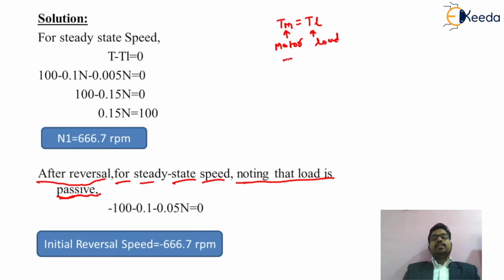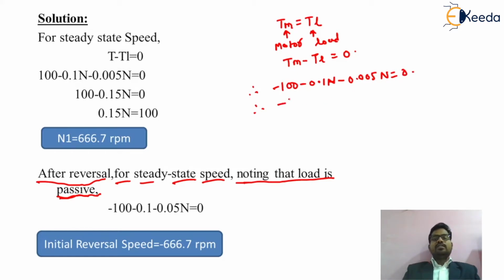So we are getting Tm minus TL is equal to 0. So we are having the value of the motor torque for the reversal. The value of the motor torque for reversal is minus 100 minus 0.1 N minus 0.005 N is equal to 0.